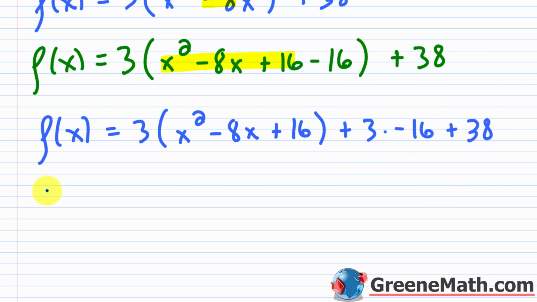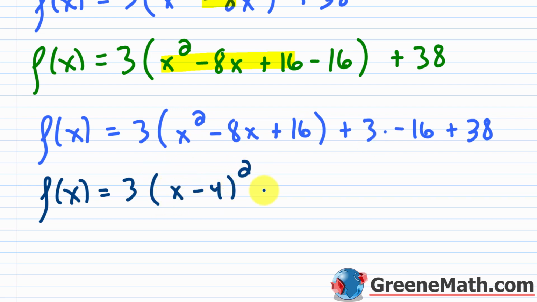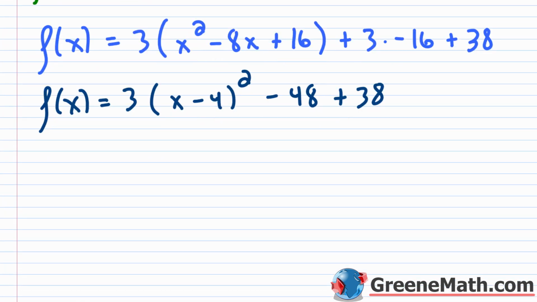So now we'll write f of x is equal to 3 times, this right here again will factor into x minus 4 quantity squared. So x minus 4 quantity squared. Then you're going to have 3 times negative 16, that's negative 48. So minus 48, and then plus 38.